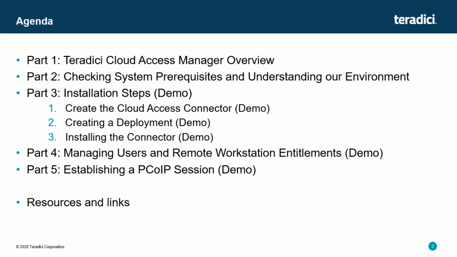After the Cloud Access Connector is running, we will log into the CAM admin console and add a remote workstation and entitle a user. Last, we will establish a brokered PCoIP session into a pre-built Cloud Access software machine hosted in AWS.